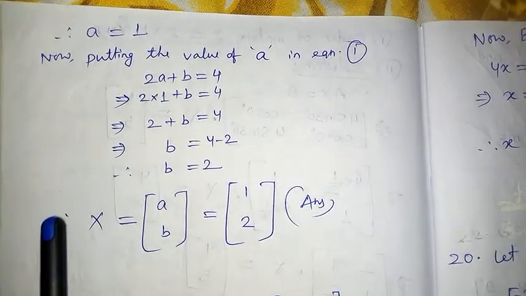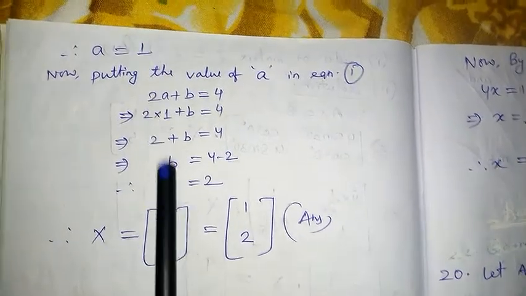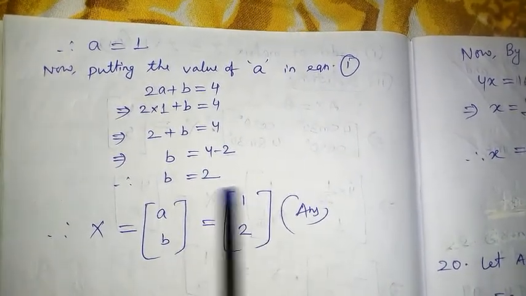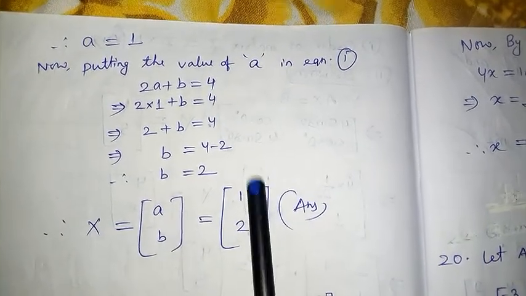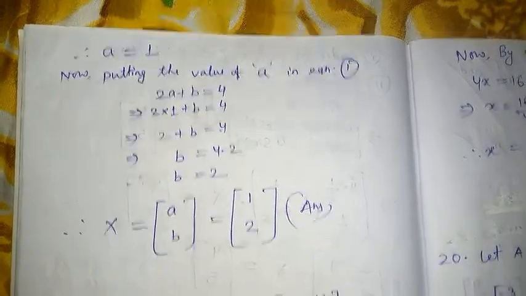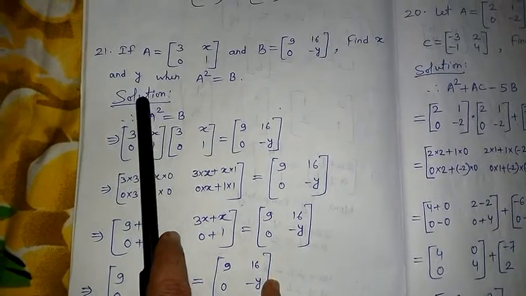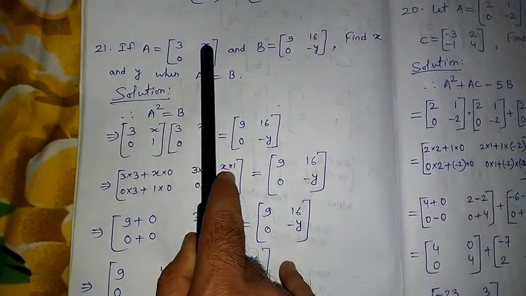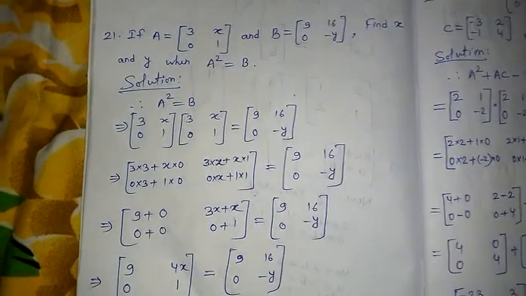Now I can say matrix X is [A B] and the value of A is 1, the value of B is 2. So the value of matrix X will be [A B], and the value of [A B] is [1 2]. This is our final answer. So these two types of question we have done. One more question I have discussed here, children, but in this question X is unknown and here Y is unknown. We have to find the value of X and Y.